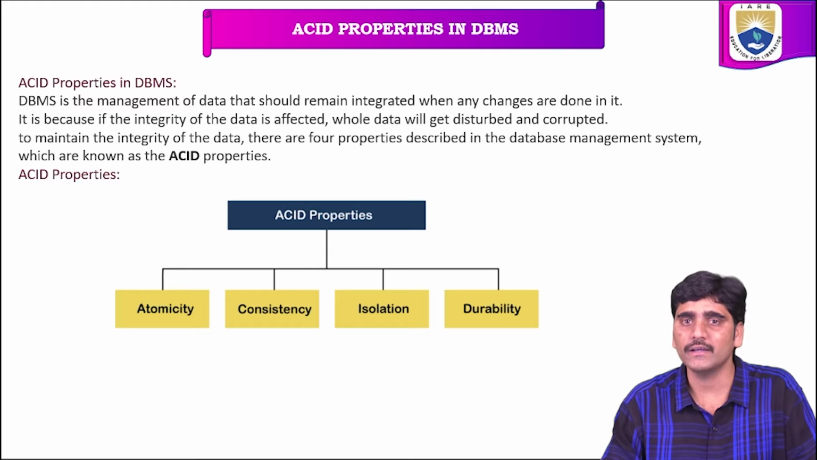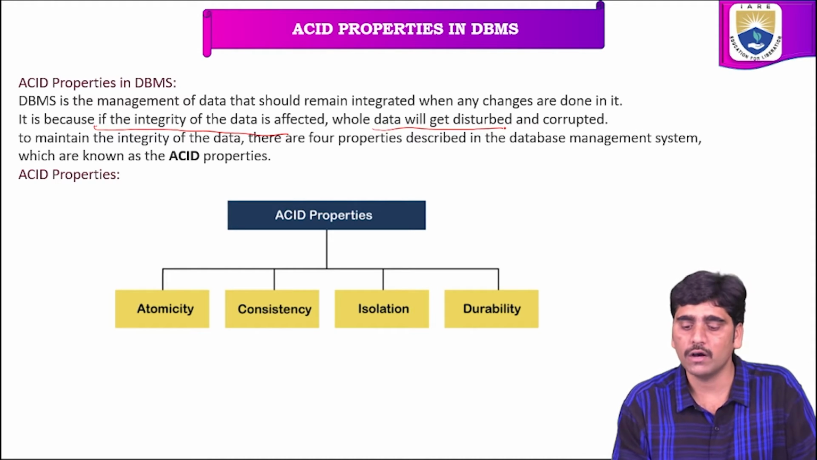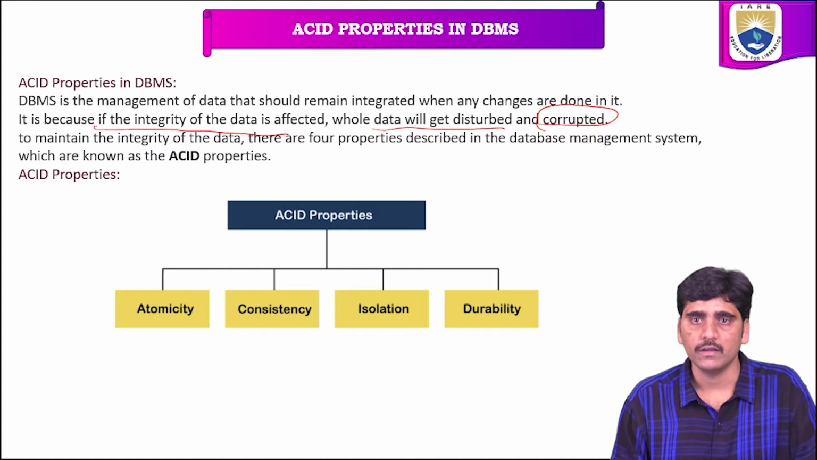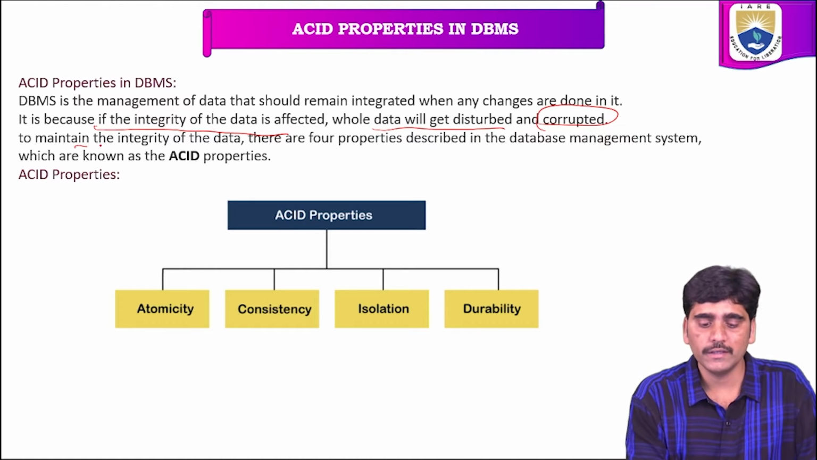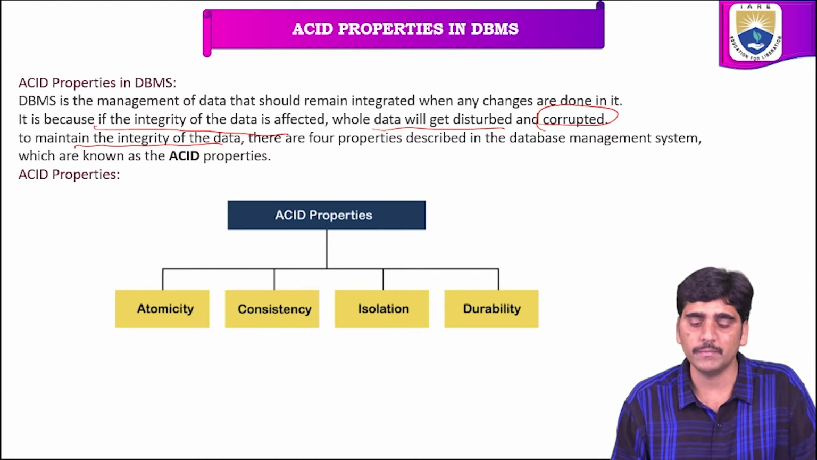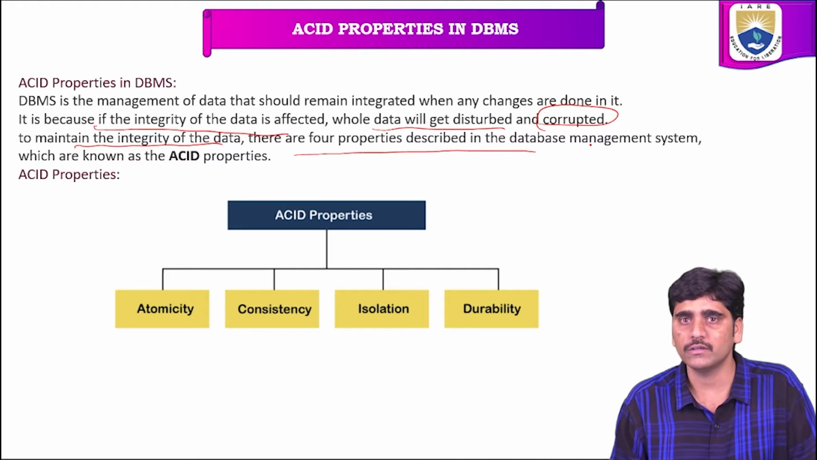If the integrity of the database is affected, that means if any integrity loss occurs, then the data will get disturbed or corrupted. That means the data may be modified, corrupted or disturbed when you are making some changes on the database. So to maintain the integrity of the data, to achieve the independence of the data, we need to know about these properties.